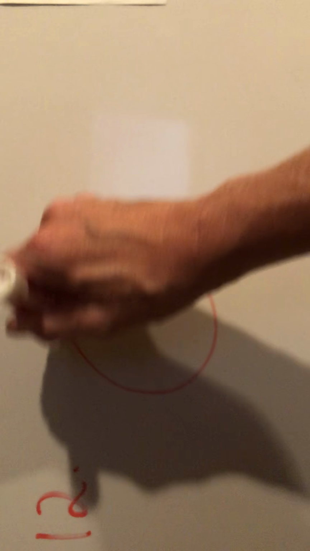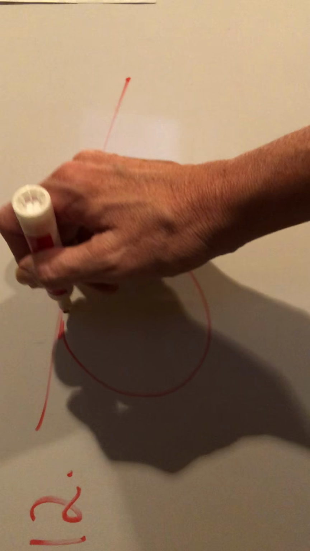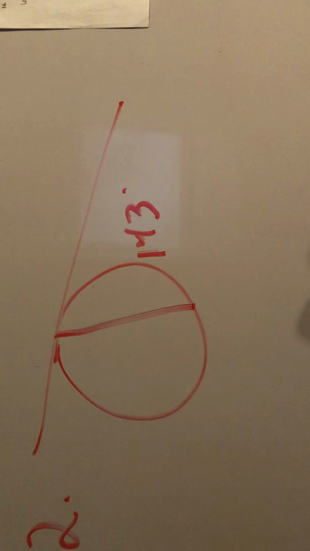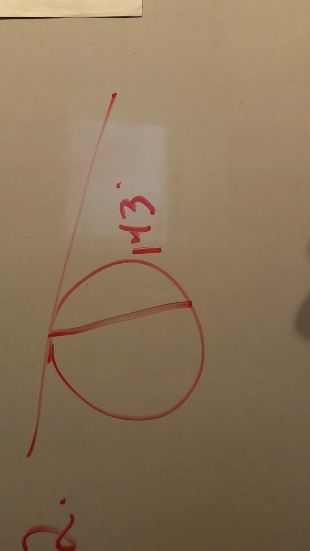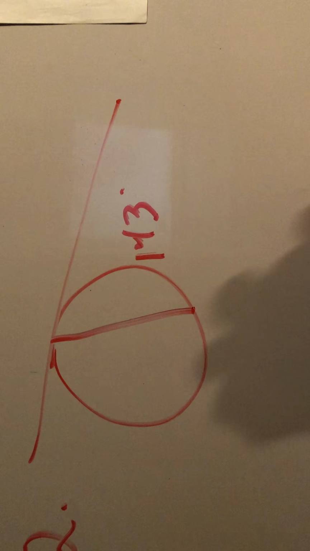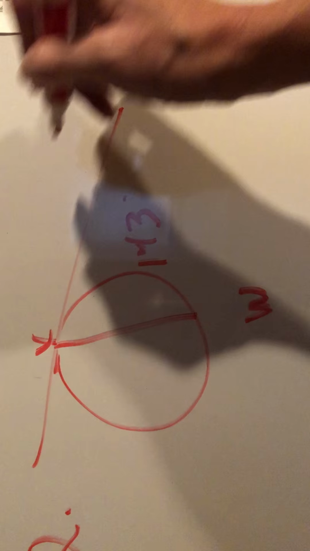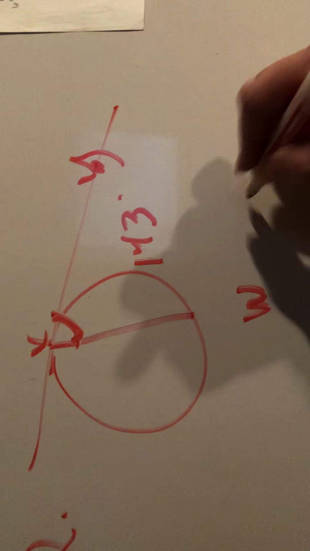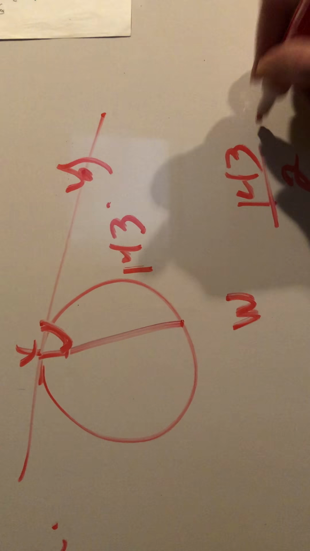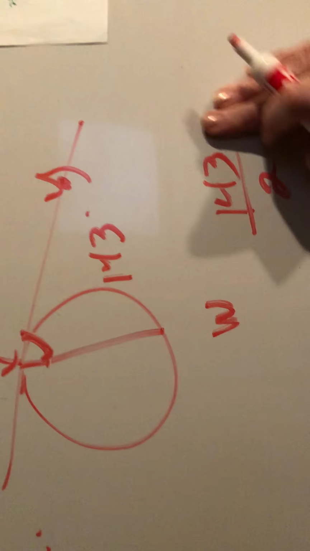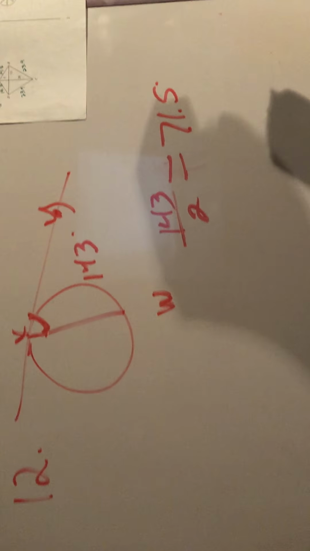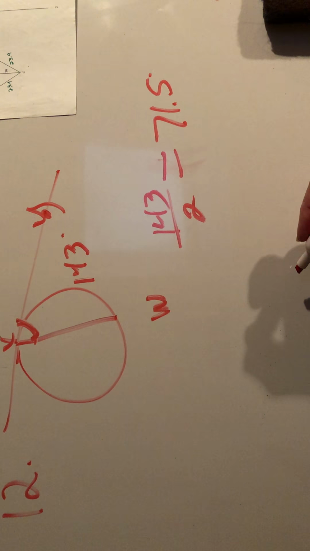Then on number 12, you've got a circle, you've got a tangent and a chord, and then a 143 degree arc. And you want to know the measure of angle WXY. So you want this angle right here. So you just divide 143 by 2. It actually equals 71.5 degrees. So that's the way you work that one on number 12.